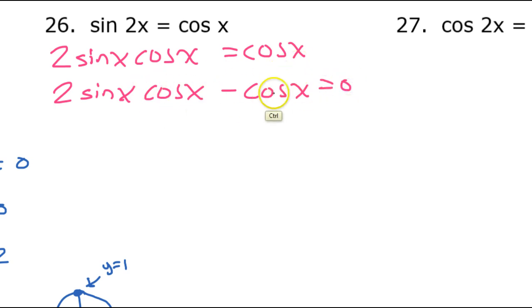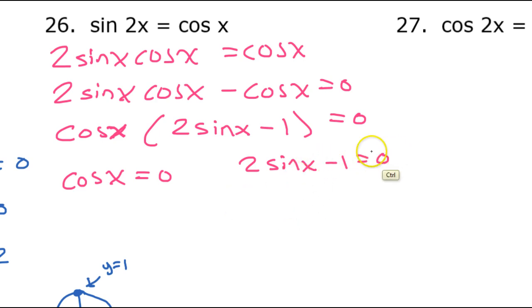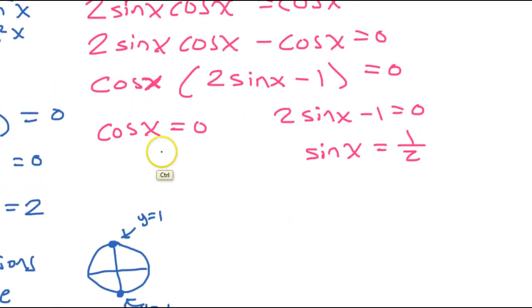Now that cosine that I was tempted to cancel out, it's going to be the common factor. So I will pull that out front, and that's going to leave behind 2 sine x minus 1. Now, zero product property. I can set each one of these factors equal to 0 and solve for the solutions. So 2 sine x minus 1 is equal to 0. Add 1, divide by 2. So that gives me sine x is equal to 1/2.